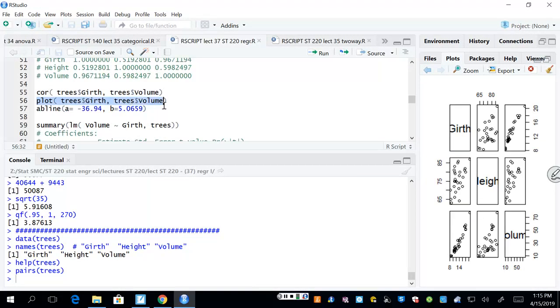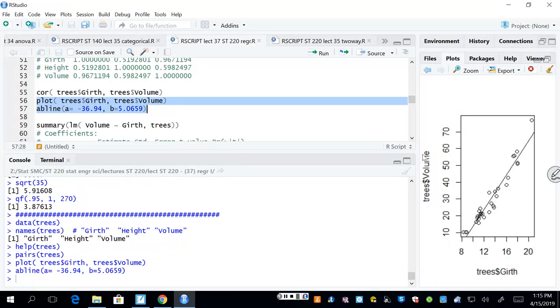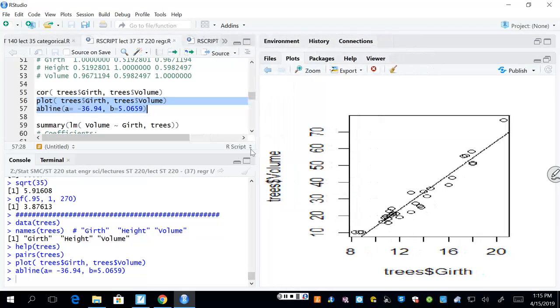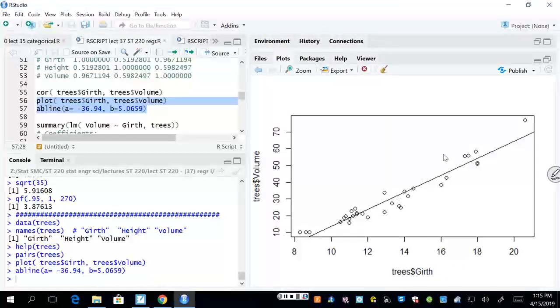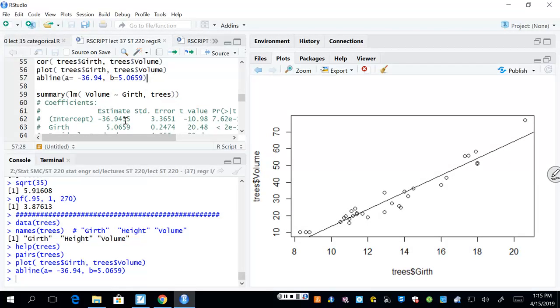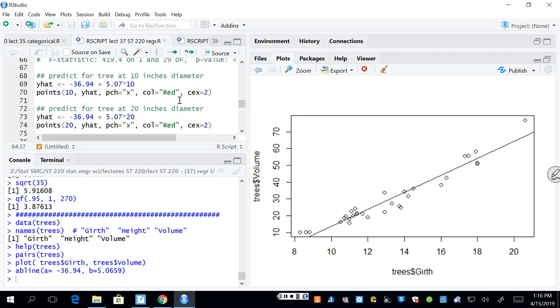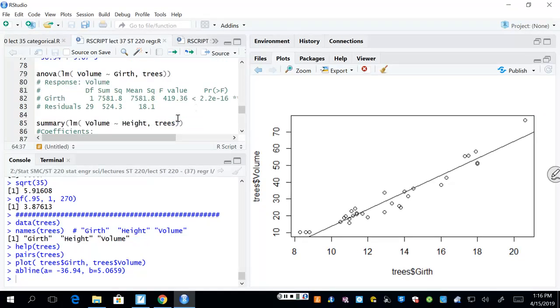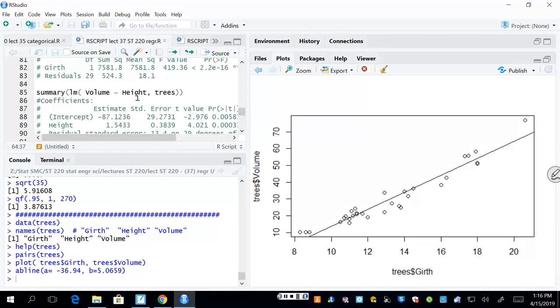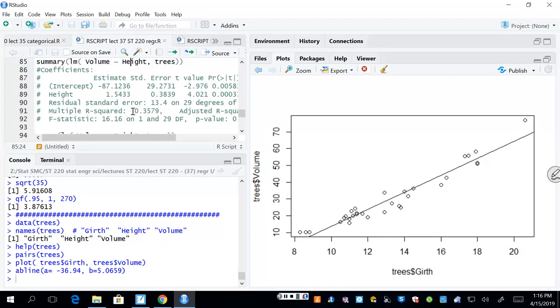If you just do a plot of girth versus volume, you get the least squares line in there. That is the least squares line coming from this output here. In any case, the R squared for girth as a predictor was about 0.93, about 94%. And here are the example predictions. If you do height, though, the R squared is about 0.36, not nearly as good.